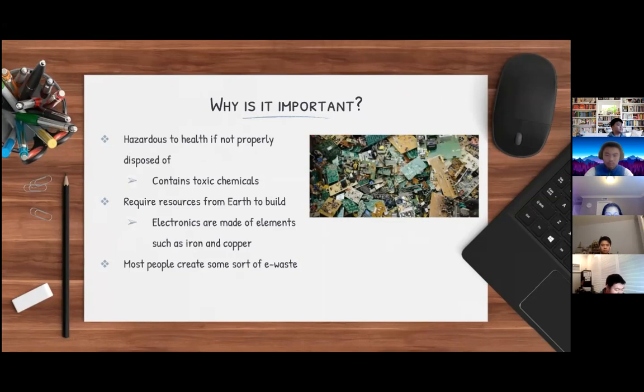Another reason for the importance of e-waste is the resources needed to build these technologies. These electronics are made of elements such as iron and copper, which are limited resources that may run out in the future. Another important factor is that most people who have access to the internet are creating some sort of e-waste. Every old phone or computer being thrown out is being added to the already huge pile of e-waste. Therefore, the importance of e-waste is something that cannot be ignored.